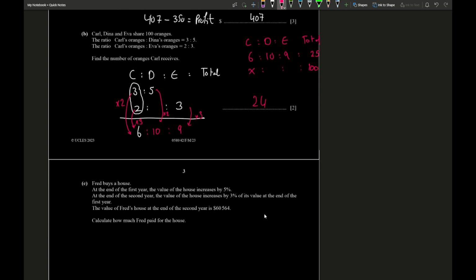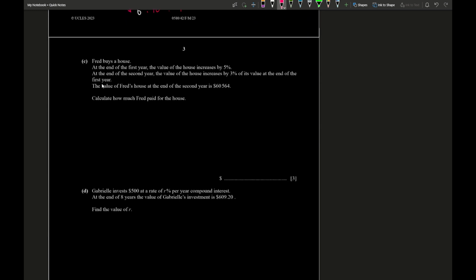Alright, on to the next page. Part C. Fred buys a house. At the end of the first year, the value of the house increases by 5%. At the end of the second year, the value of the house increases by 3% of its value at the end of the first year. The value of Fred's house at the end of the second year is 60,564. Calculate how much Fred paid for the house.